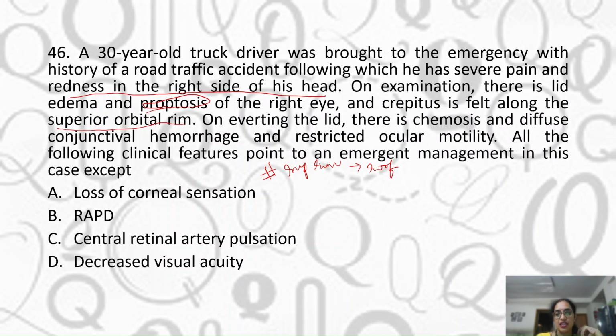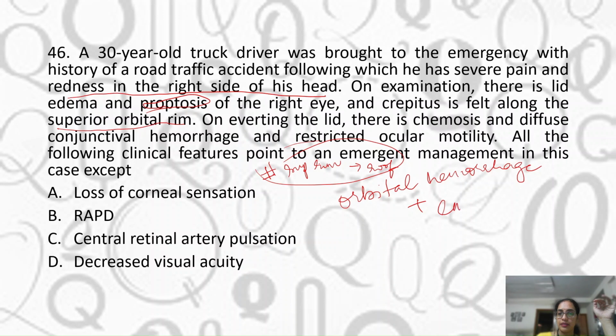So in this case, this is orbital trauma. Okay. So because there is proptosis, there is a fracture, we are thinking probably there is some kind of orbital hemorrhage along with emphysema. Okay. So in such cases, what factors on examination would you pick to call it an emergency? Okay. So let's look at the options.